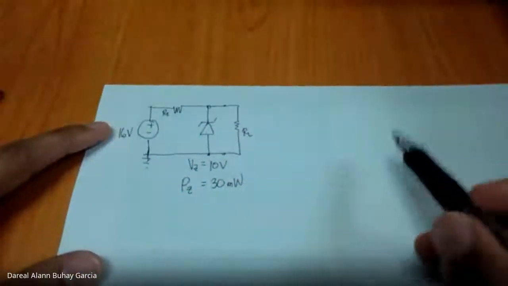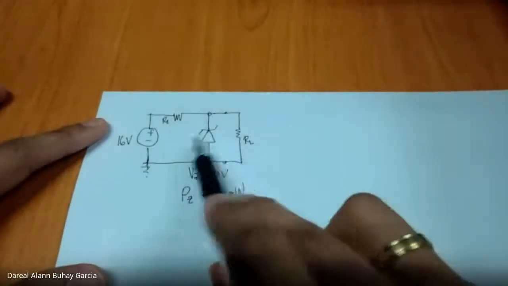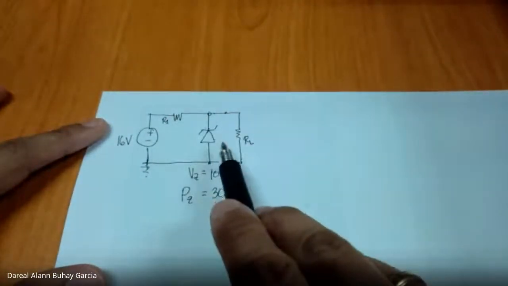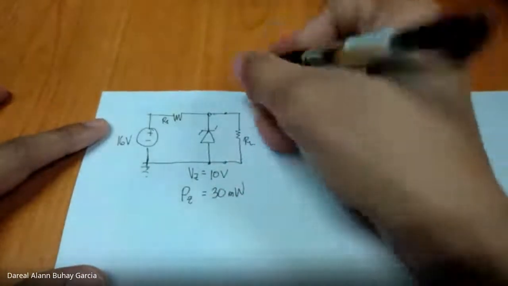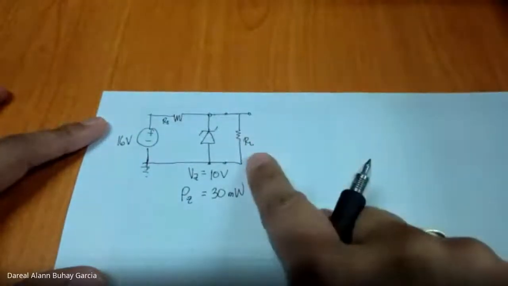So let's try to solve the parameters, no? The parameters we need to solve: VO or VL, no? VO or VL is the same.